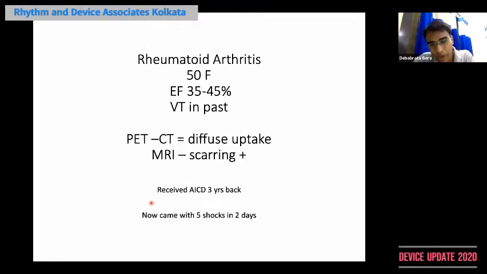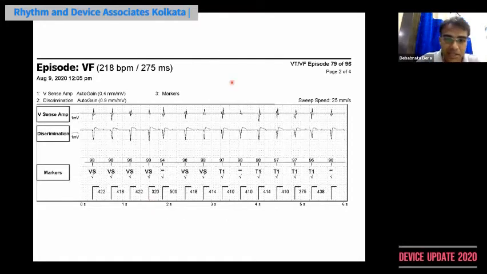Now, within the lockdown period, she came with 5 shocks within the last 48 hours. And this is what we see, an episode which has been designated as VF. Now, the first job as an EP or a cardiologist is, you need to decide for which the patient received a shock or multiple shocks, whether it was a true VF or VT or it was a false shock. Let us go into the electrogram and then we see how we have analyzed it.